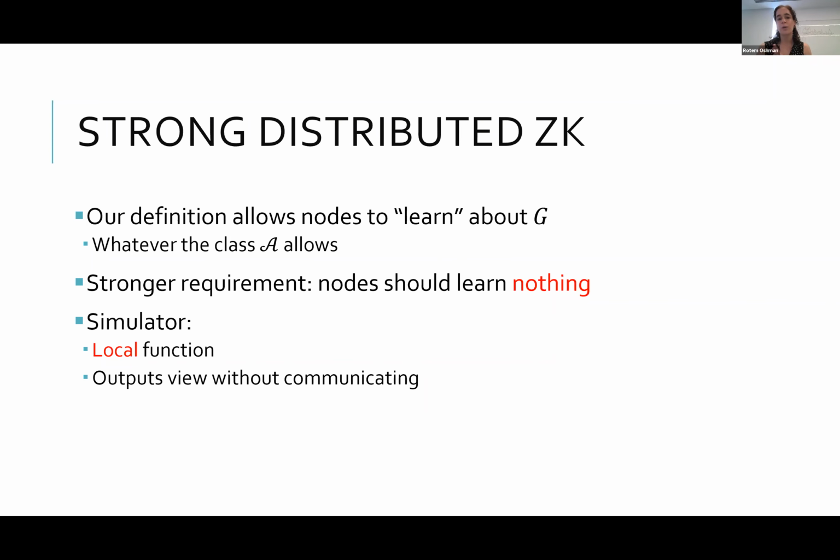So these are the two types of distributed zero knowledge. One is weaker because the simulator is a distributed algorithm. You can learn stuff about the network, but only whatever an efficient distributed algorithm can extract. So it's still local information that you're learning. The second type is even stronger. You're not going to learn anything about the network beyond your own initial view, which is your neighbors and your input.